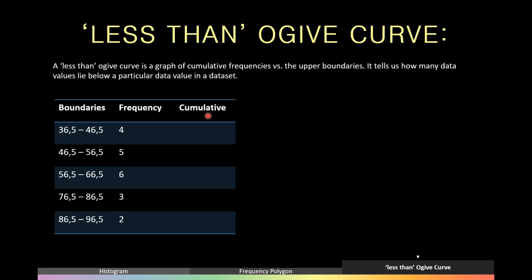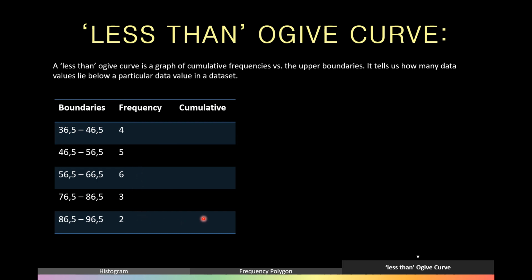If we're looking at the first row, then the cumulative frequency is going to be whatever the frequency is for that row plus all the previous frequencies. So we can see that for our first row, our cumulative frequency is always going to equal the frequency because there are no previous frequencies. Okay, so keeping that in mind, for the second row, our cumulative frequency will be 4 plus 5. For the third row, it's going to be 4 plus 5 plus 6. For the fourth row, it's going to be 4 plus 5 plus 6 plus 3. And for the final row, it's going to be 4 plus 5 plus 6 plus 3 plus 2.